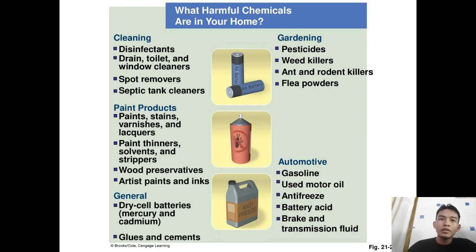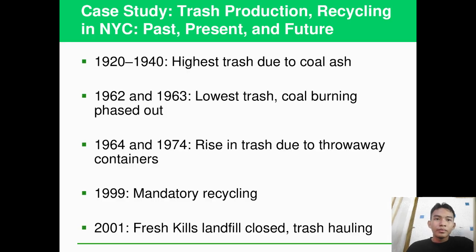And for gardening, we also have pesticides, weed killers, ant and rodent killers, and flea powders. These are also considered harmful because they can kill any insects in the garden, and because of that they can also harm people. And for automotive, we have gasoline, used motor oil, antifreeze, battery acid, and brake and transmission fluid.